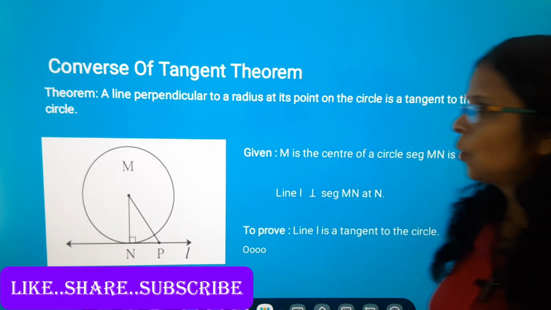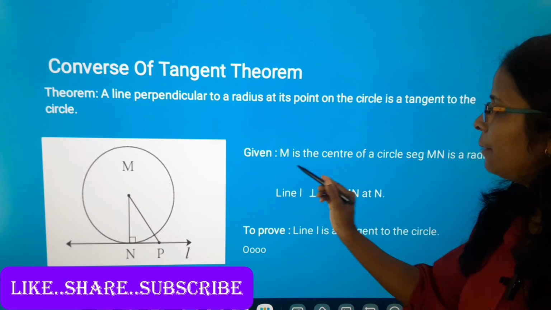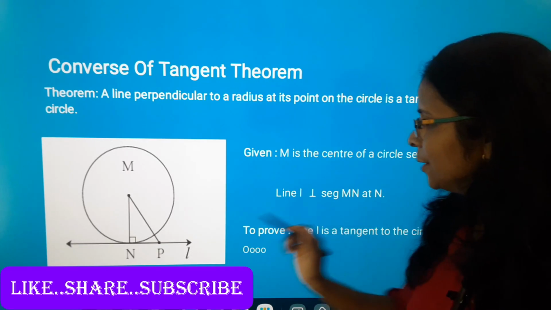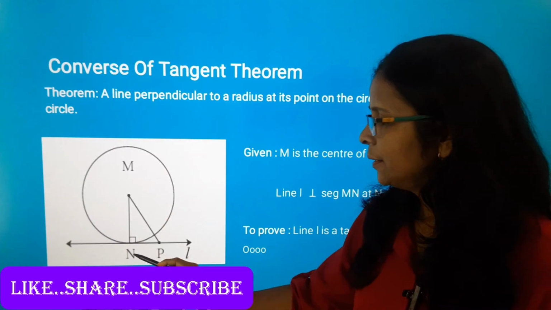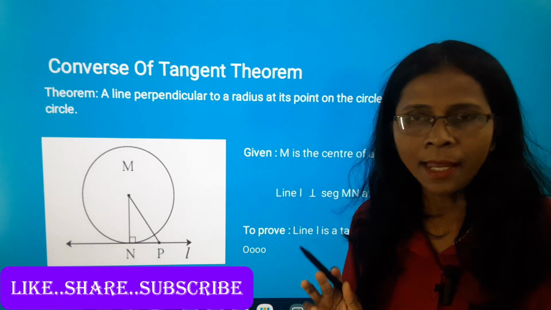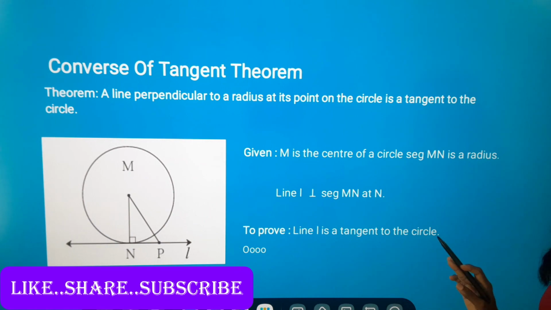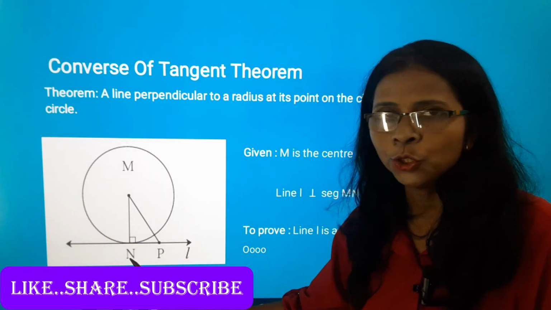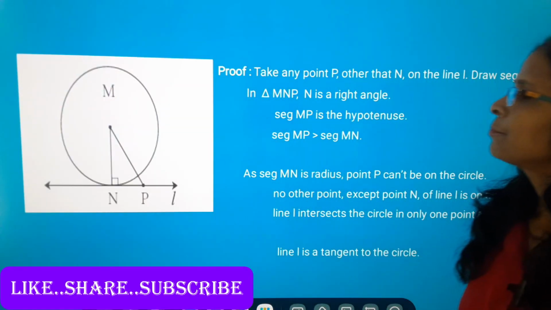We name that tangent line L, students. Now we write the given: M is the center of a circle, segment MN is a radius, and line L is perpendicular to segment MN at N. We have to prove that line L is a tangent to the circle. Now how can we prove this? Let us see the proof.